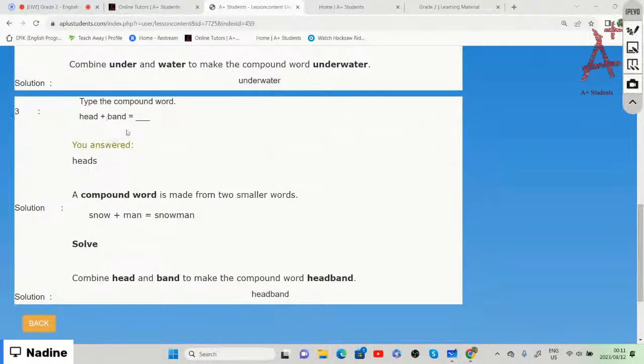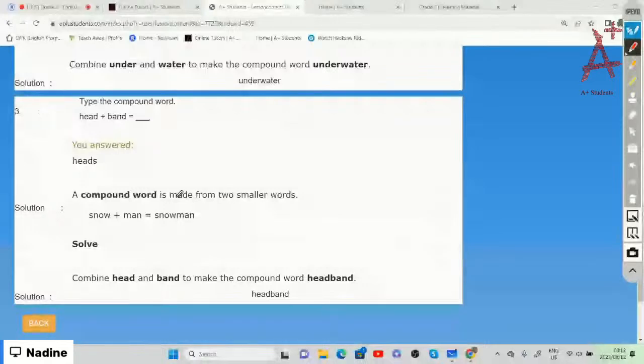So we have head, which is this round object that is stuck to our neck, stuck to our body. We call that the head. And then the band is a musical group, right? But now, if we put these two words together, head plus band, then the compound word is headband.